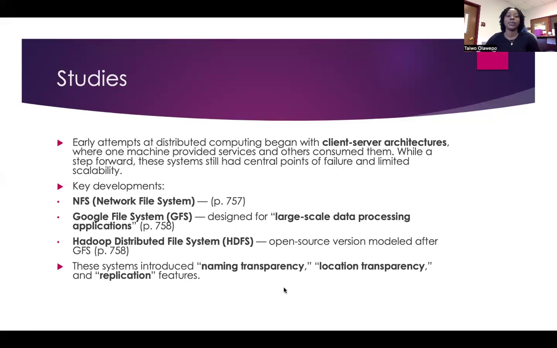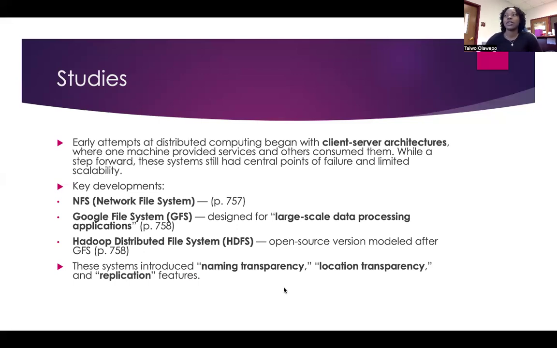Some of the studies and designs we got from our textbook show that early attempts at distributed computing began with client-server architectures, where one machine provided services and others consumed them. Some of the key developments include NFS, the Network File System, and GFS, the Google File System, designed for large-scale data processing, and also the open source version modeled after GFS. These systems introduced naming transparency, location transparency, and replication features.